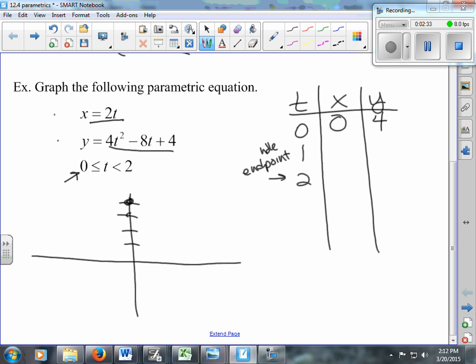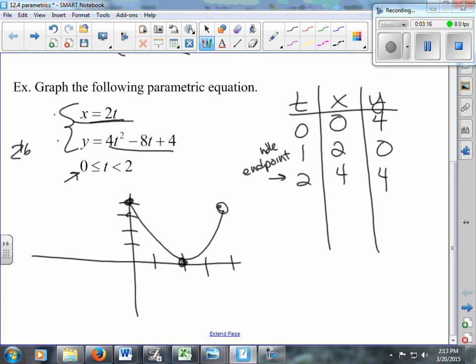All right, let's move on to when t is 1. If t is 1, x is 2, and y is 0. So now I have the point 2, 0. And then let's go ahead and do when t is 2. Again, I'm just plugging into my functions for x and y. So when t is 2, x is 4, and y is 16 minus 16 plus 4, so that's 4. So I have the point 4, 4, and that's a hole. Okay, and then I'm just going to connect these with a curve.